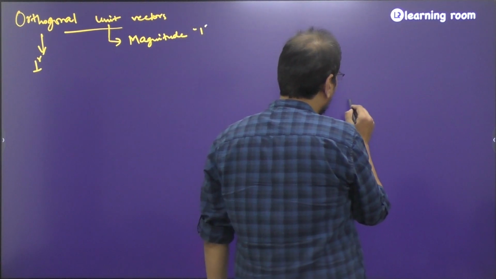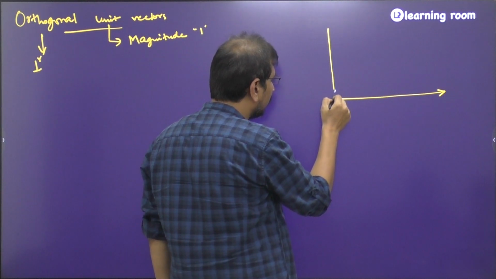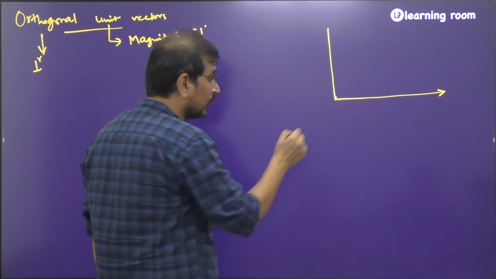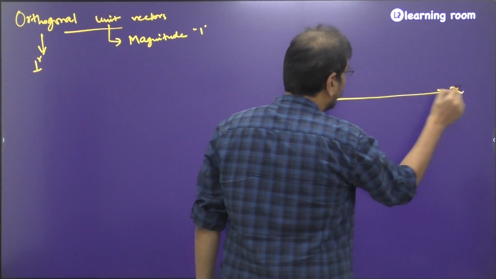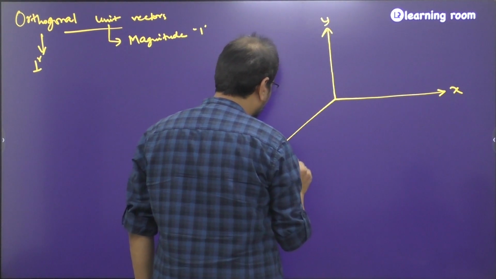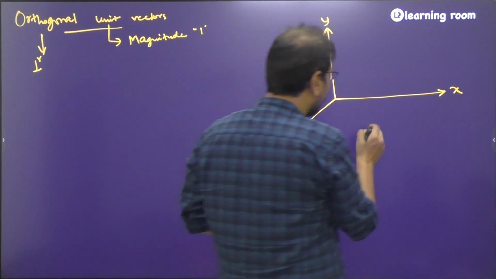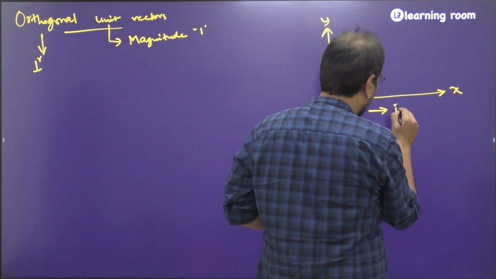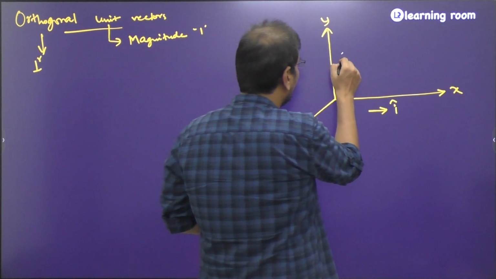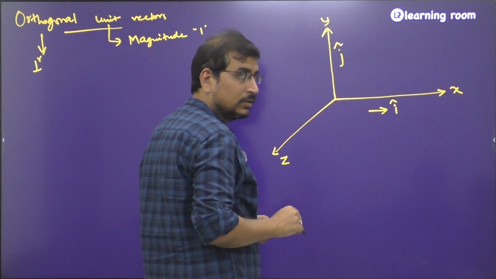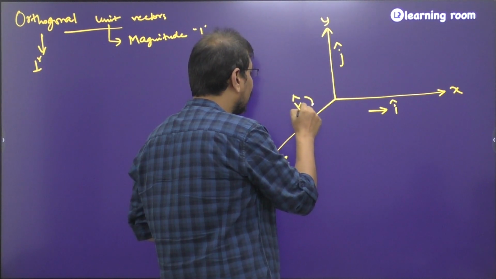Okay. So, if I take this to be the x-axis, this to be the y-axis, and this to be the z-axis, then anything which is moving along the x direction is given a unit vector called I with a cap on top of it. So you read it as I cap. Anything moving in the y direction is given j cap. Anything moving in the z direction is given k cap.